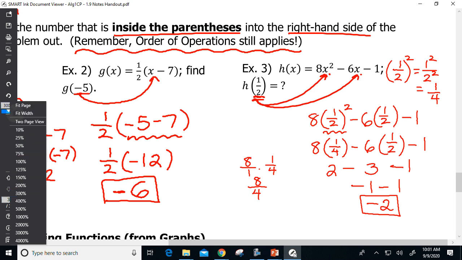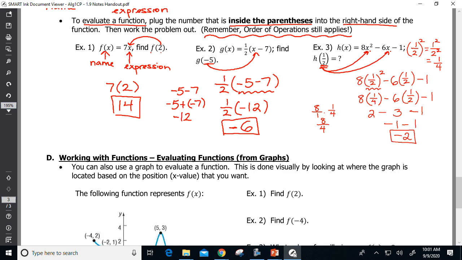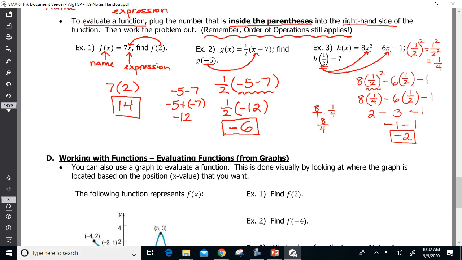Questions on examples 1, 2, and 3. And it's not hard. It's not that you can't do it. You just got to put in a little work.